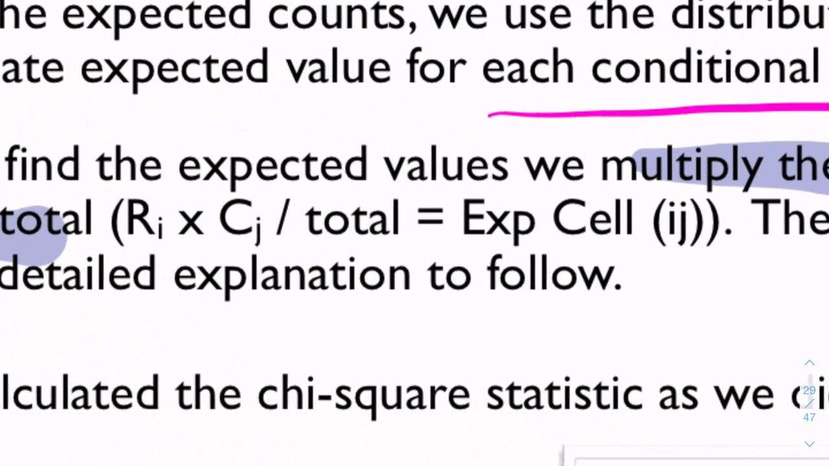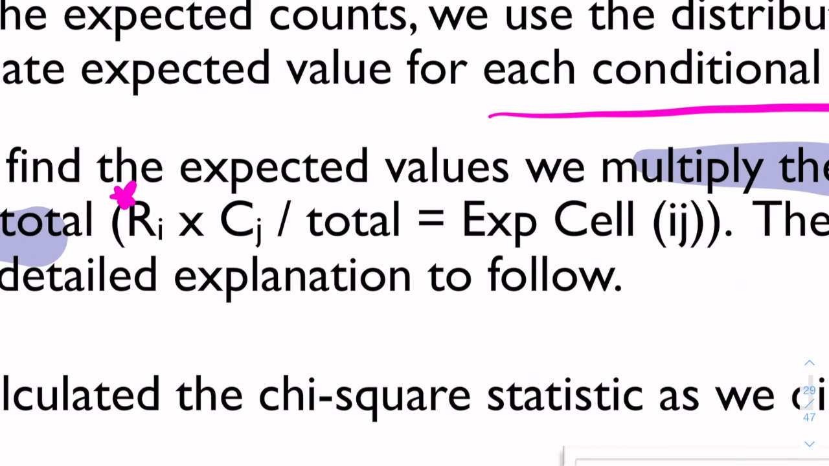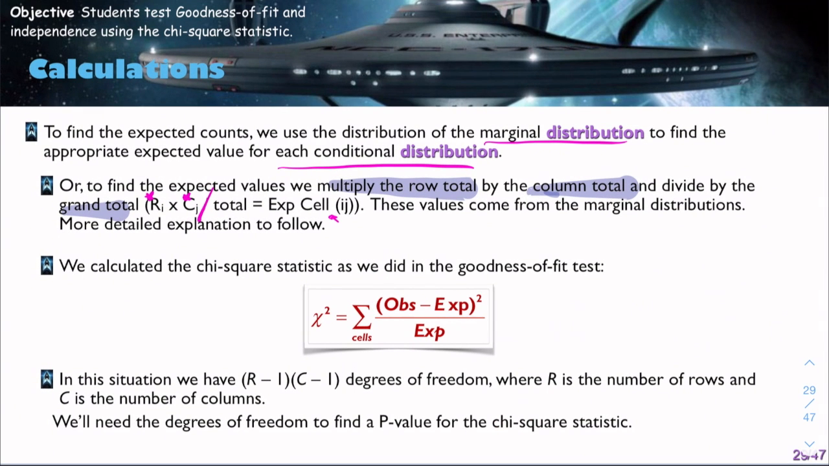Please make note of this formula. The row total times the column total divided by the grand total will give you the expected value for each given cell. If you notice this IJ notation, that's for rows by columns. This means we're going to look at matrices, which you've seen in some previous math classes. These values come from the marginal distributions. We will go through a couple examples to make sure you understand this clearly.